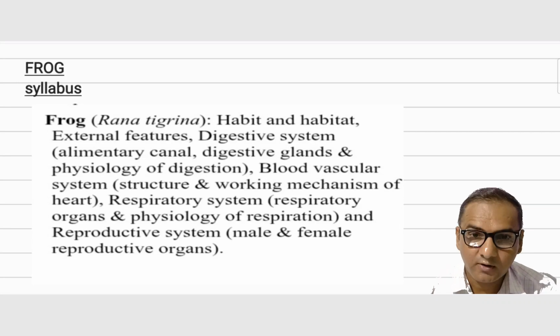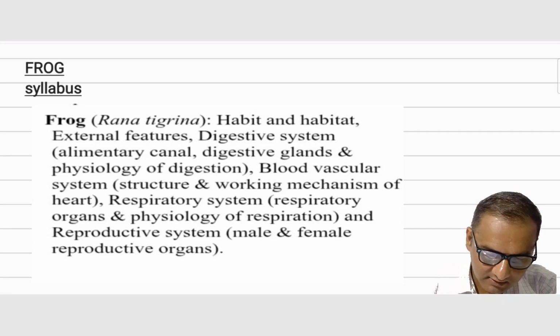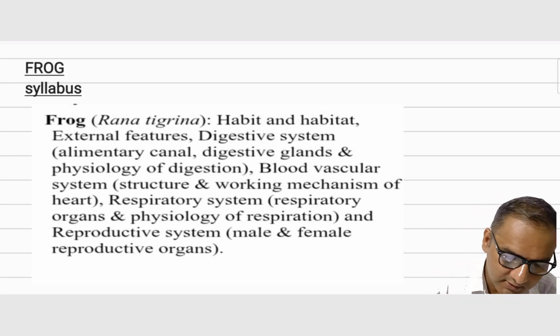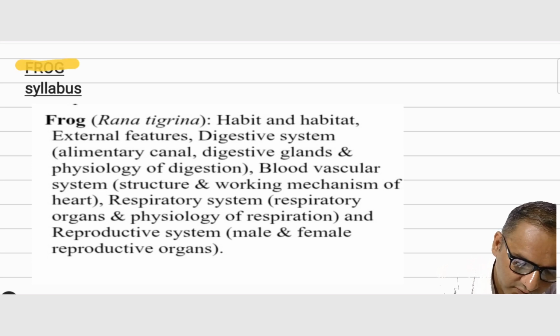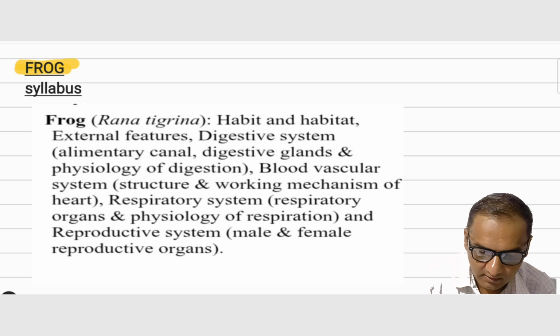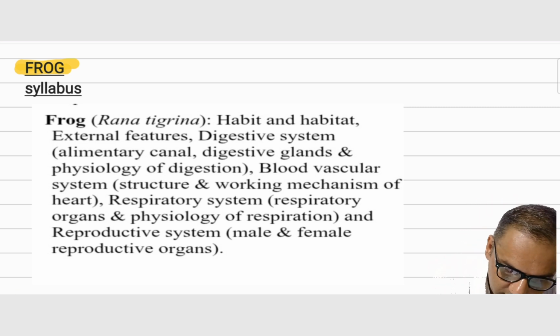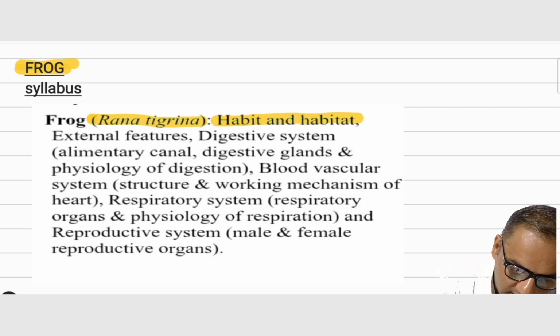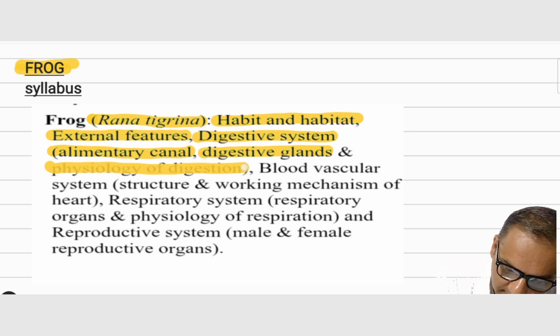Dear students, from today we start the new chapter, and the chapter is frog. In frog we have to study the syllabus given by NEB, that is, Rana tigrina. We have to study its habitat and habit, external features, digestive system, alimentary canal, digestive glands, physiology of digestion. Then the next system is blood vascular system.